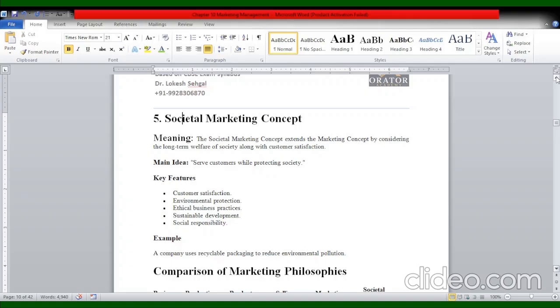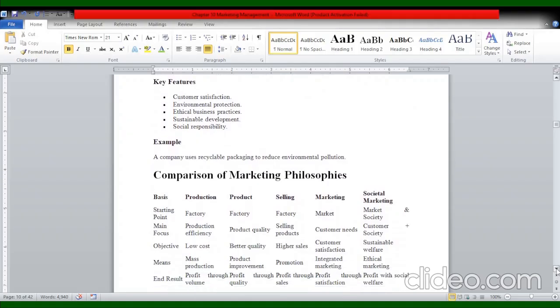It also has five major features: customer satisfaction, environmental protection, ethical business practices, sustainable development and social benefit. This is how the societal marketing concept is far more important than marketing alone. So these are the five major marketing concepts, and all are different from each other.